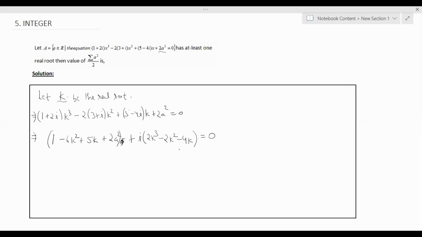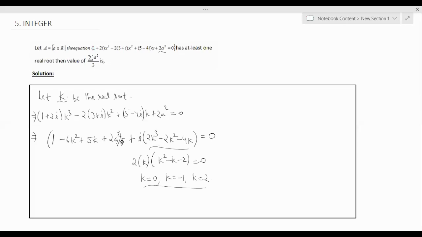So let's make this 0. If you make this 0, you can take 2k common, you will have k square minus k minus 2 equals to 0. So when you simplify this, you will have 3 values of k, k equals to 0. Observe this, you can factorize this quadratic equation and get the value of k. You will get k equals to minus 1, and also k equals to 2. So you will have 3 values of k for which the imaginary part will be equal to 0.